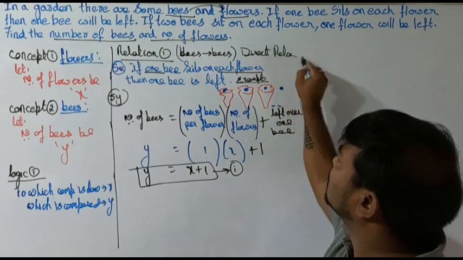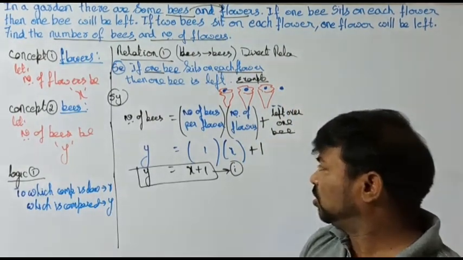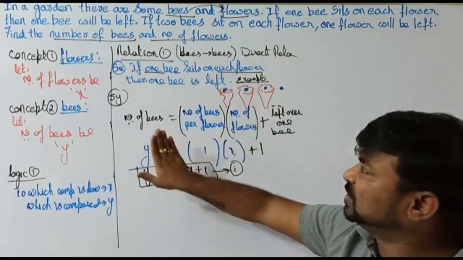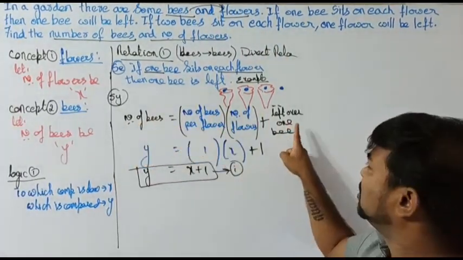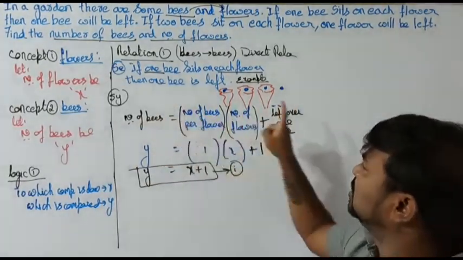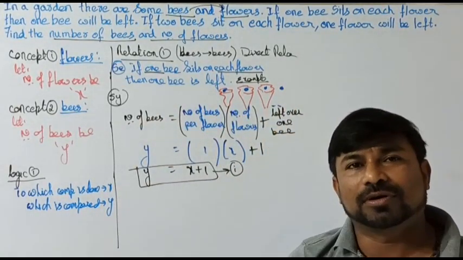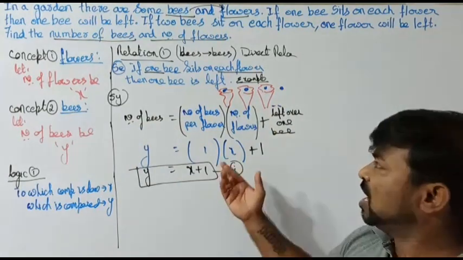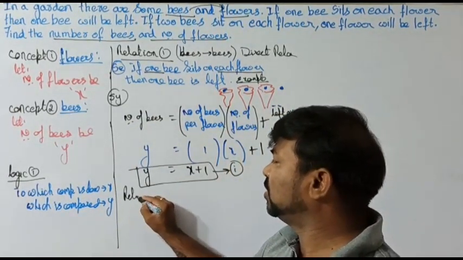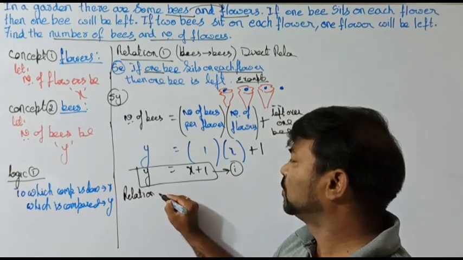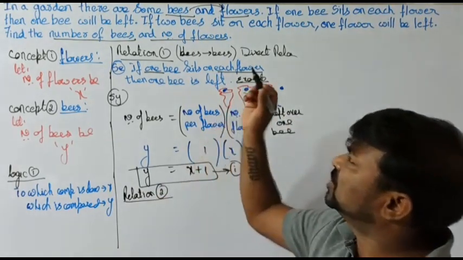Direct relation he has given. So with the help of that direct relation, which is between the number of bees and the leftover bees, bees and bees, as we are dealing with bees and bees, I like to call it the direct relation. Now let's get back to the second one, relation 2. What is the relation 2 he has given?